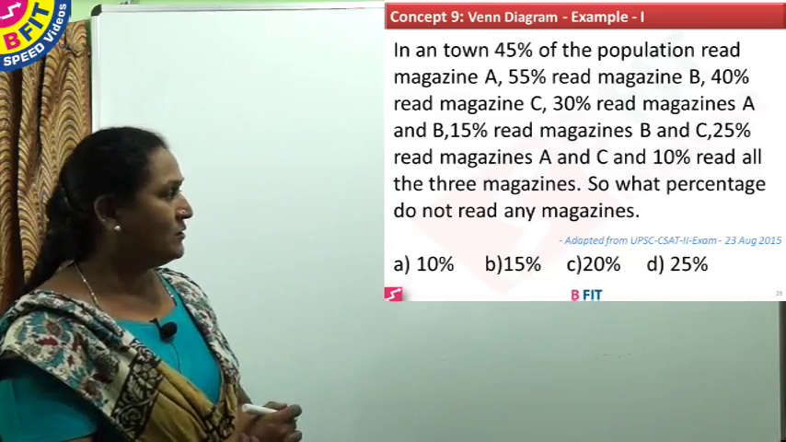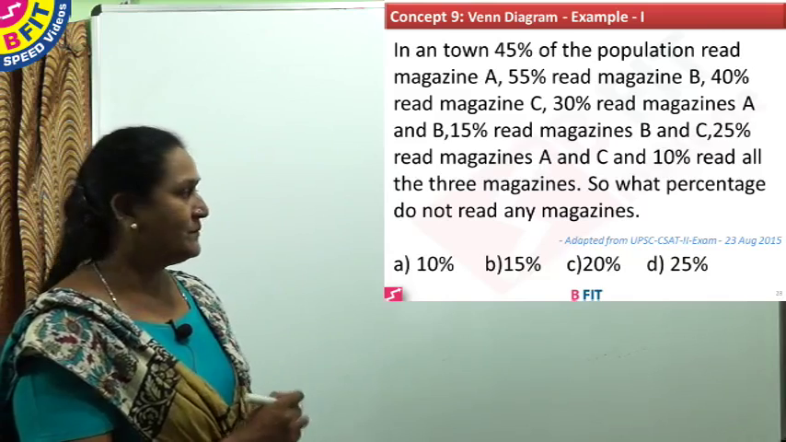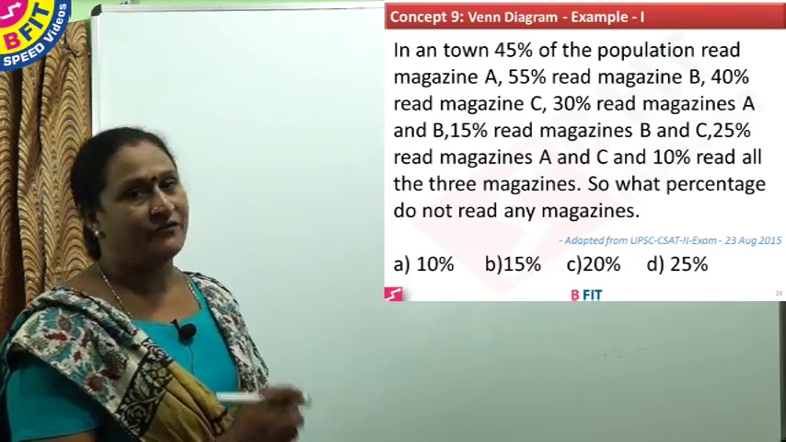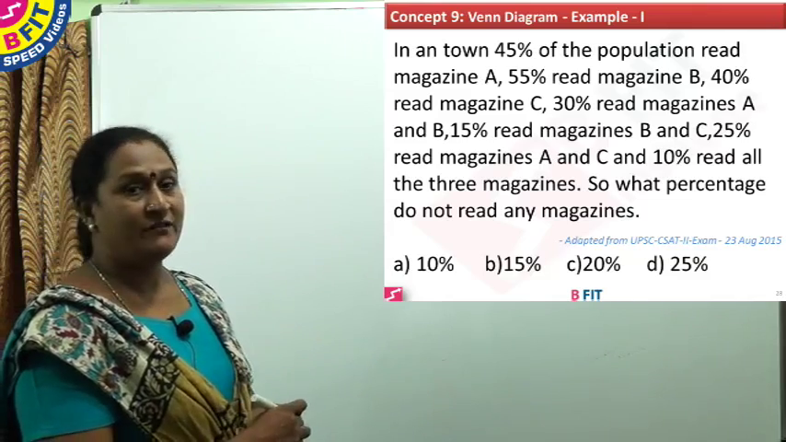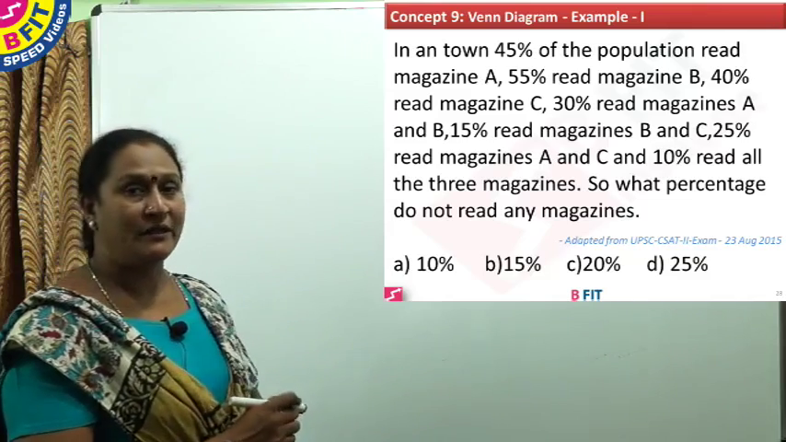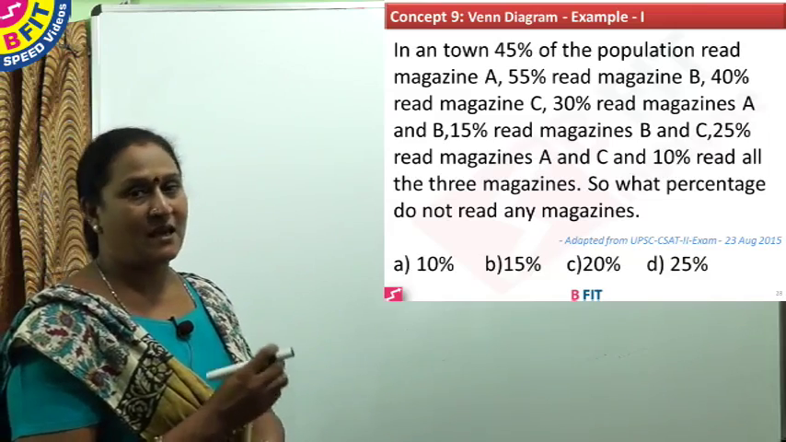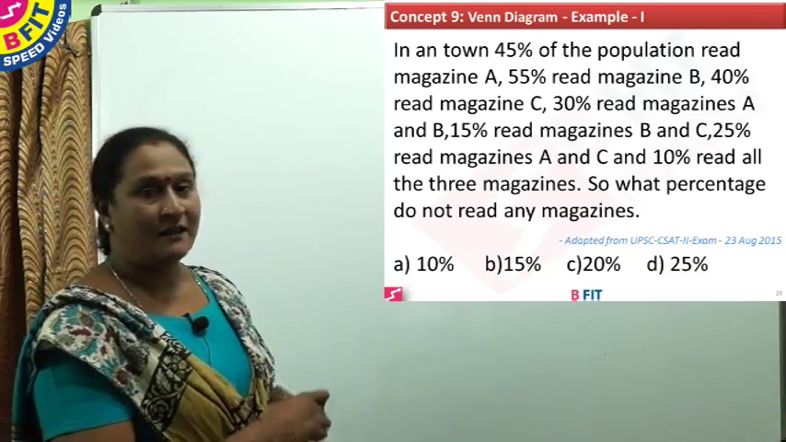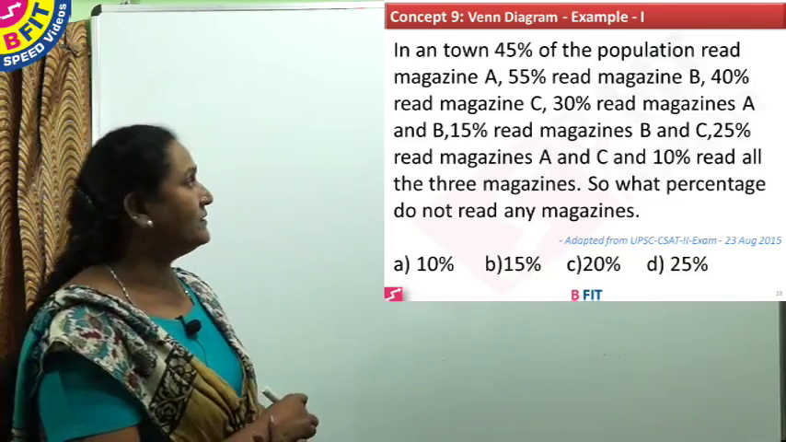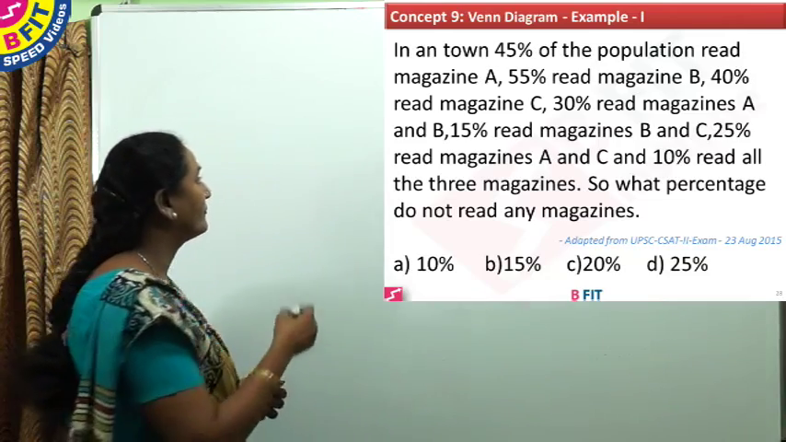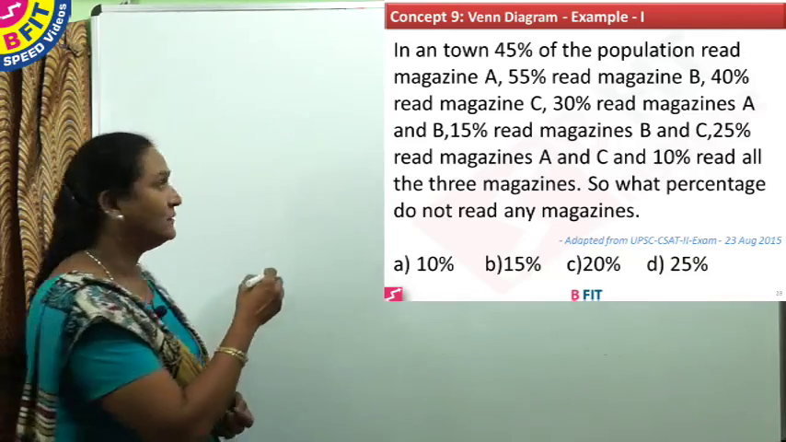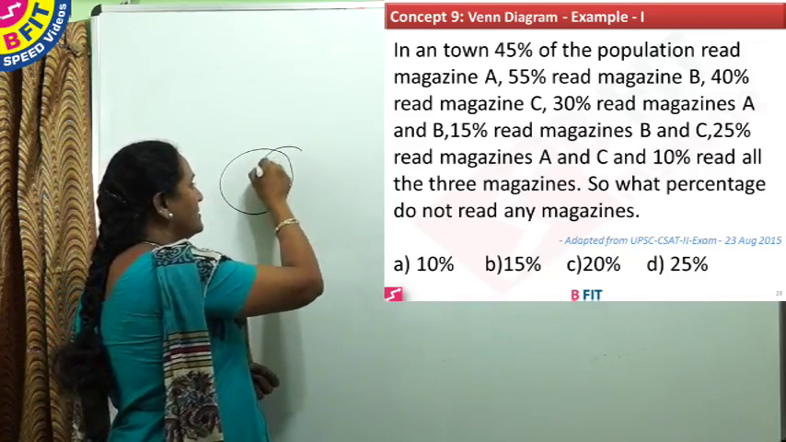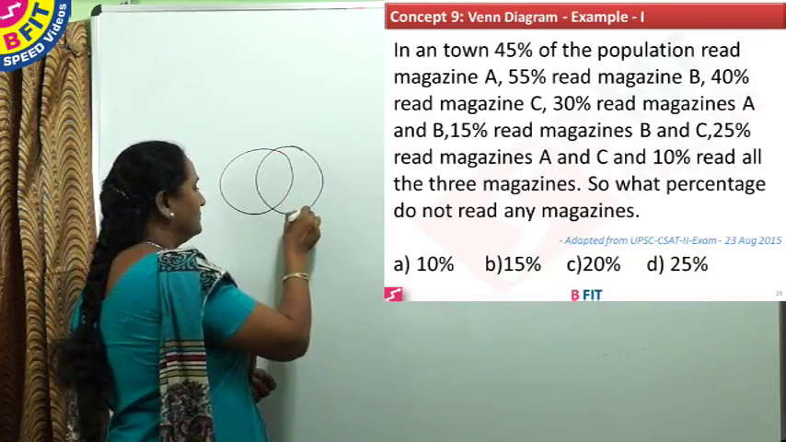So this question was asked in UPSC exam, CSAT paper 2, August 23rd, 2015. So in this question we have 3 details. So people who read magazine A, B and C. So we'll draw 3 circles and fill the circles, and then we'll find what is the required answer. So drawing 3 circles A, B and C.